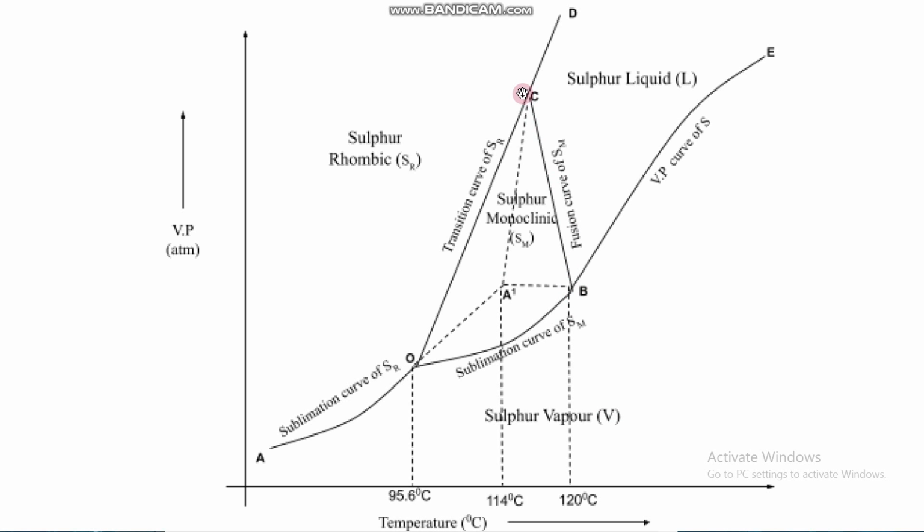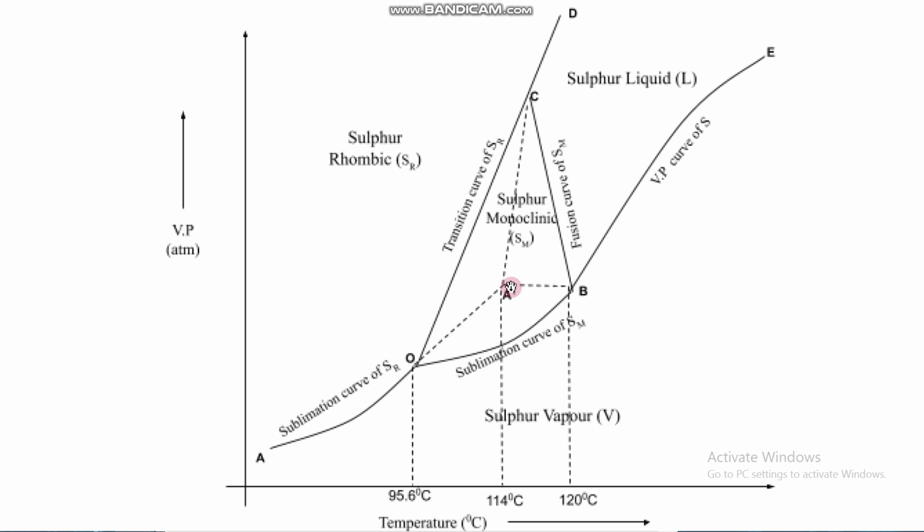And next is triple point C. Here again three curves meet: BC, OC and CD. Here sulfur rhombic, sulfur liquid and sulfur monoclinic, these three phases are in equilibrium with each other at this point. Degree of freedom is 0. This is also invariant.